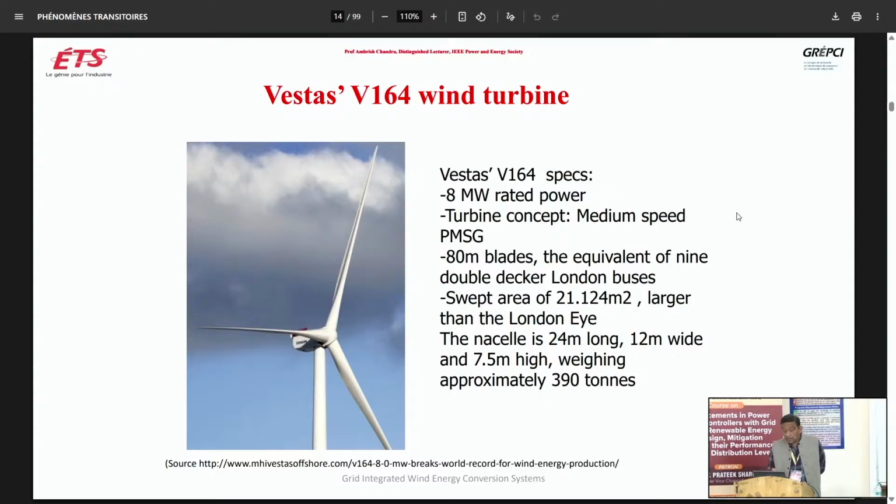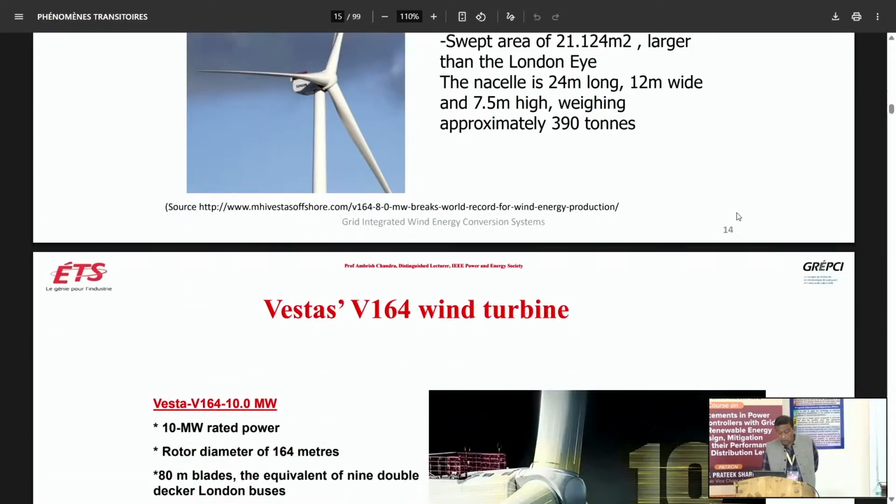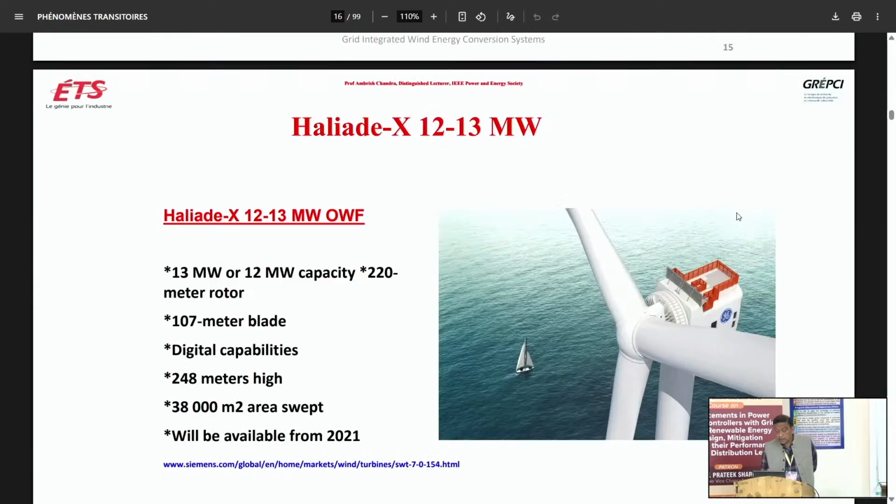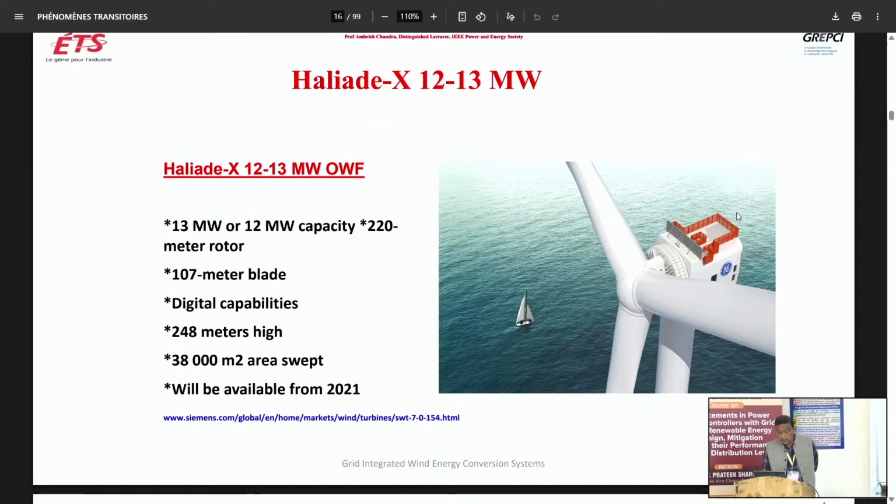And then another Vestas turbine, 10 megawatt, rotor diameter, see, 80 meter blades. Each blade weighs 35 tons. This is the swept area. And then Haliade, this 13 megawatt, 107 meter blade, 13 megawatt, 248 meter high.